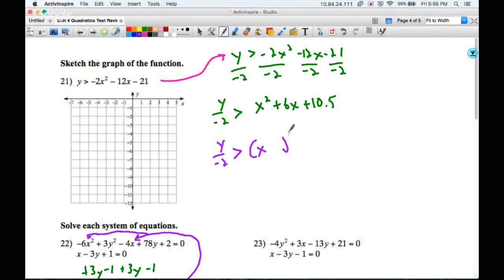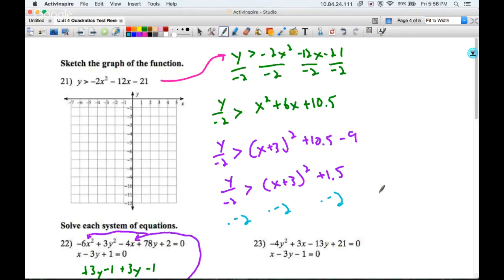Create the structure here. This value here is always half of b. We subtract away that number squared. And we send the negative 2 back, which comes up with this equation here. Y is greater than negative 2 times the quantity x plus 3 squared minus 3.